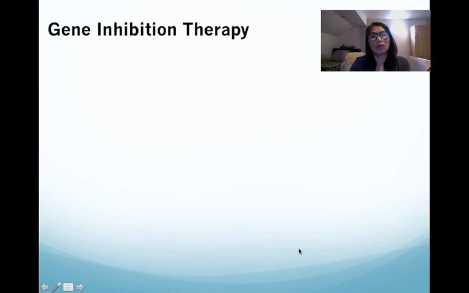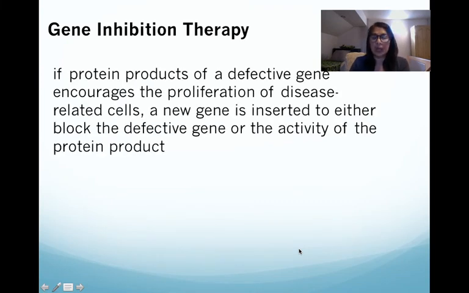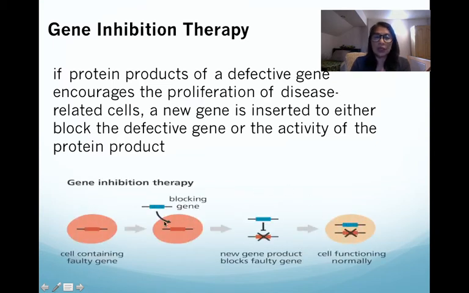Another kind of therapy is gene inhibition therapy, and that is in this diagram. This is the cell with a faulty gene, and a blocking gene is inserted. This blocking gene will now have an effect on the faulty gene. So this will block the effect. It will impair the faulty gene. So that blocking will now result in a cell that will function normally.